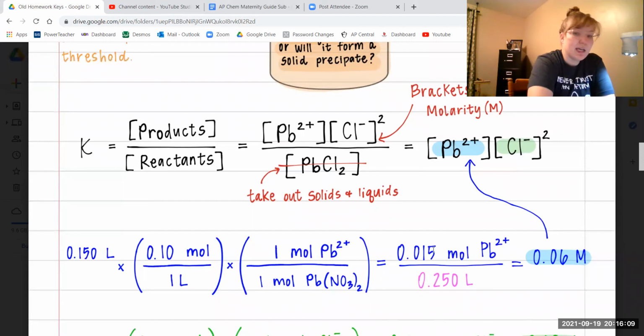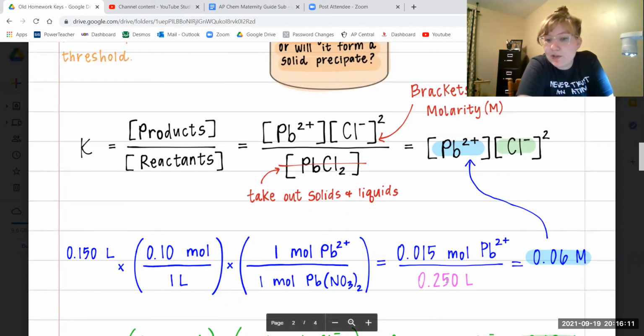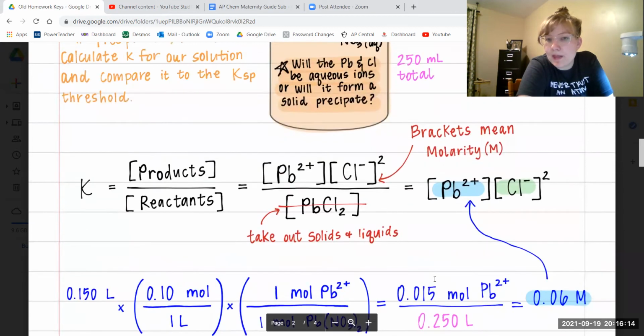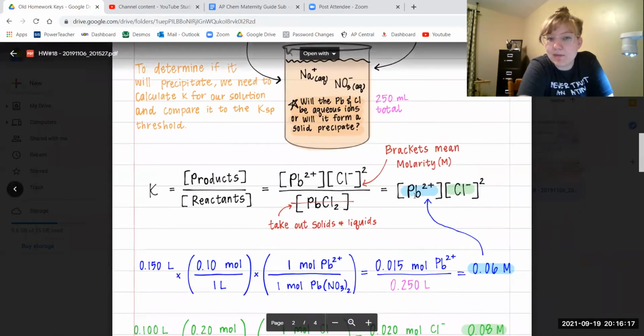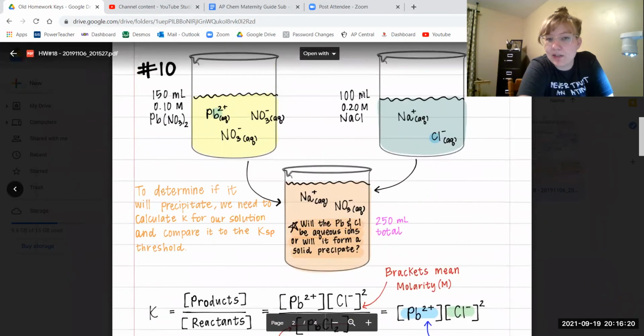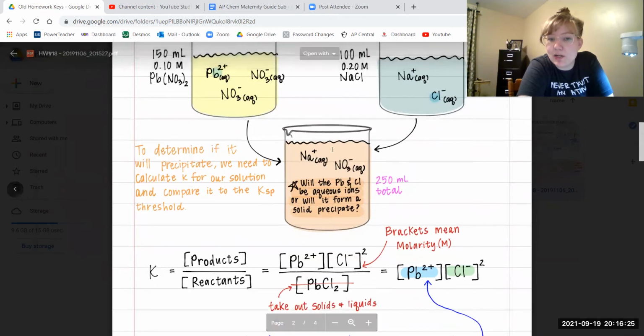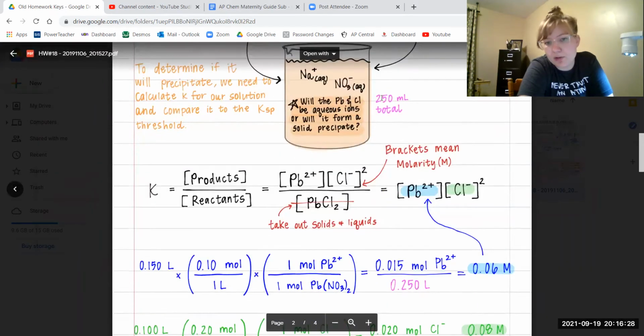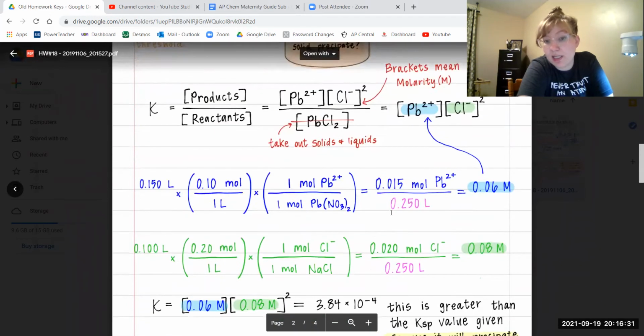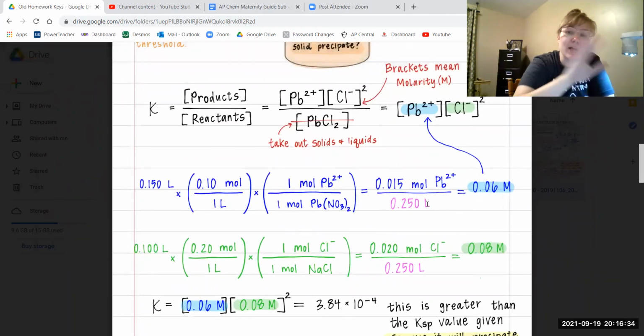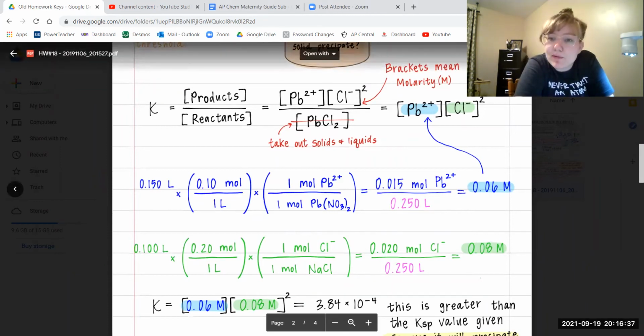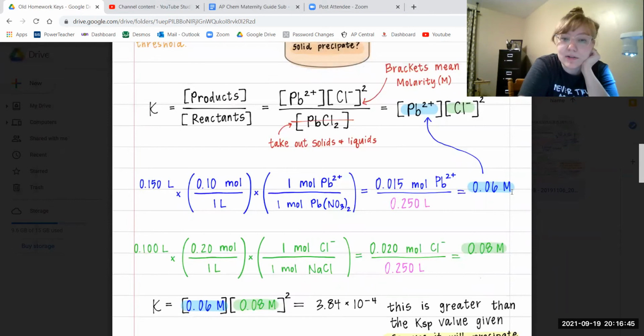But now it's divided by 250 milliliters. That 250 milliliters is coming from the fact that we mixed 100 of this and 150 of this other to make 250 total. I converted 250 milliliters into liters. Okay, solve that through. Move my face. I'll move it over here. And that 0.06 molarity for the Pb2+, that's what I plug in here.